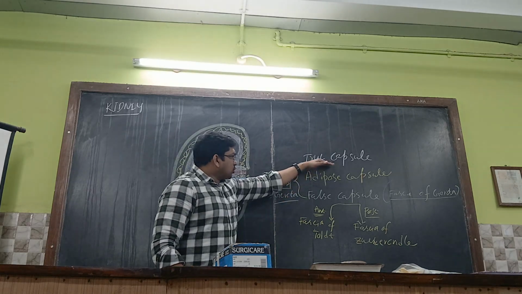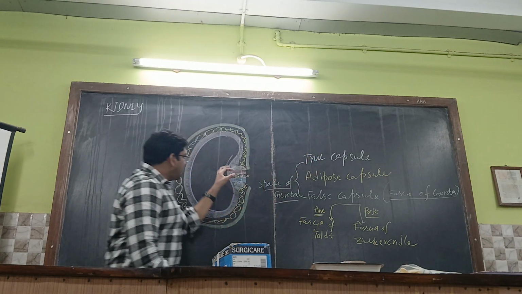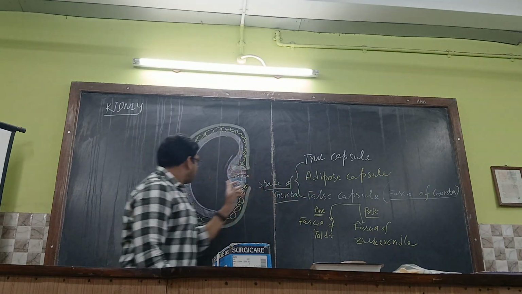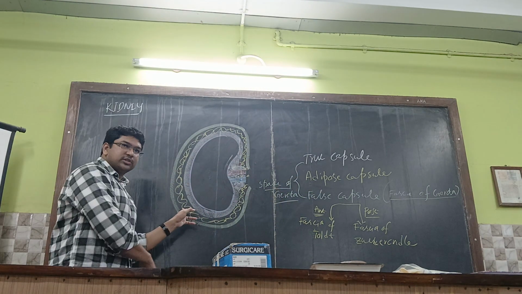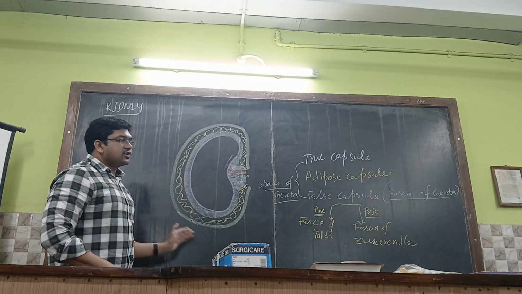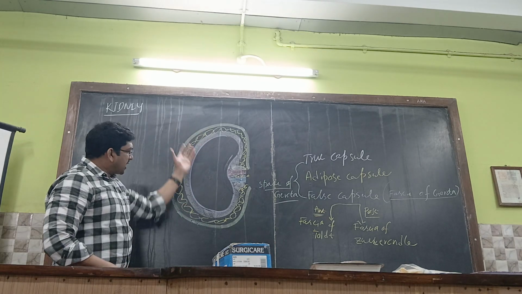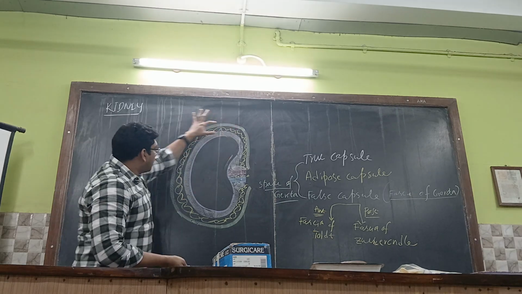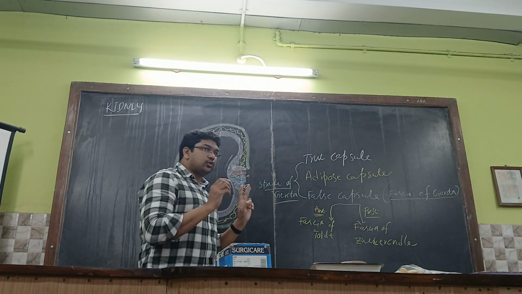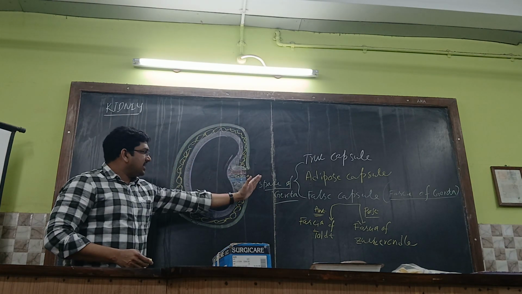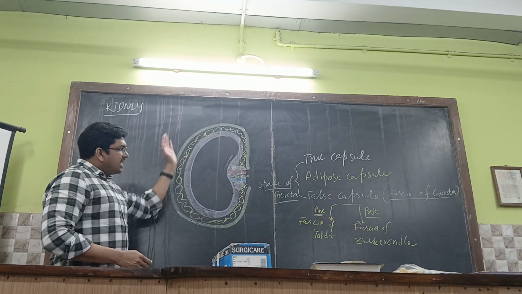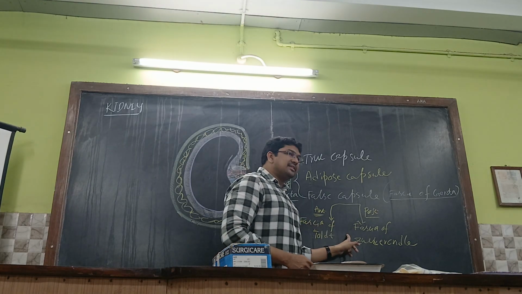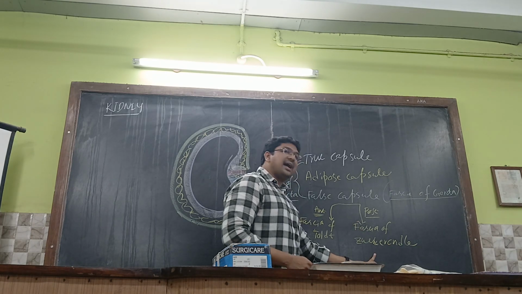So the true capsule is only one layer, encroaching over the renal vessels, followed by the adipose capsule, which is made up of adipose tissue and is also a single layer, occupying the area around the kidney. Then comes the false capsule, which consists of two layers: the anterior layer, called fascia of Toldt, and the posterior layer, termed fascia of Zuckerkandl.